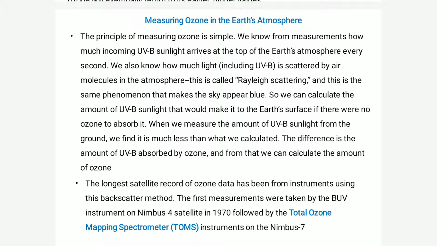So we can calculate the amount of ultraviolet B sunlight that would make it to the Earth's surface if there were no ozone to absorb it. When we measure the amount of ultraviolet B sunlight from the ground, we find it much less than what we calculated. So the difference is the amount of ultraviolet B absorbed by ozone, and from that we can calculate the amount of ozone.